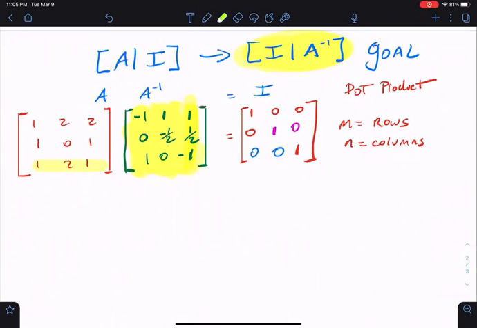In this case, we have a square matrix, right? We have a square matrix because this is a 3 by 3, right? How do I know it's a square matrix? Because the number of rows and the number of columns are identical, or they're exactly the same. That's how you know it's a square matrix.